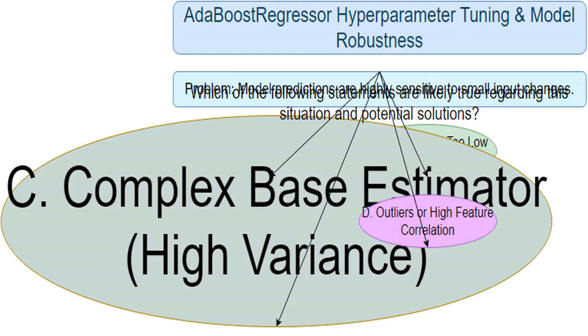The base estimator is the type of model AdaBoost uses to build its prediction. If this base estimator is too complex, like a very deep decision tree, it can overfit to the training data, making it extremely sensitive to small data fluctuations. Think of a base estimator as a single ingredient. We need to choose an appropriate base estimator. Simplifying the base estimator, reducing its complexity, reduces overfitting.